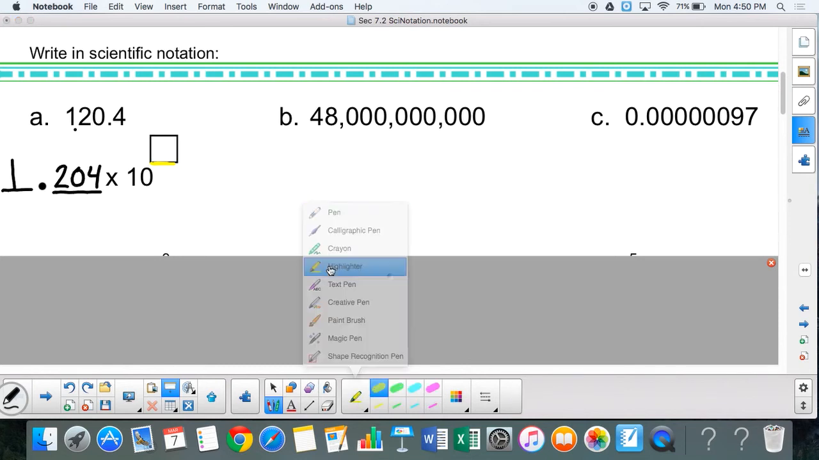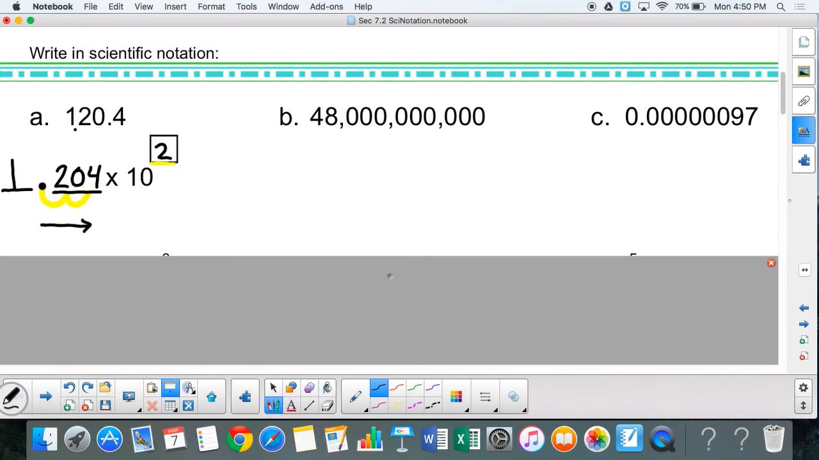So to get from this back to my original problem, I have to take this decimal and it would have to move 2 spaces to the right. So my exponent is 2, positive, because this decimal has to move 2 spaces to the right to get back to the original problem. So 2 would be our final answer. Next one.